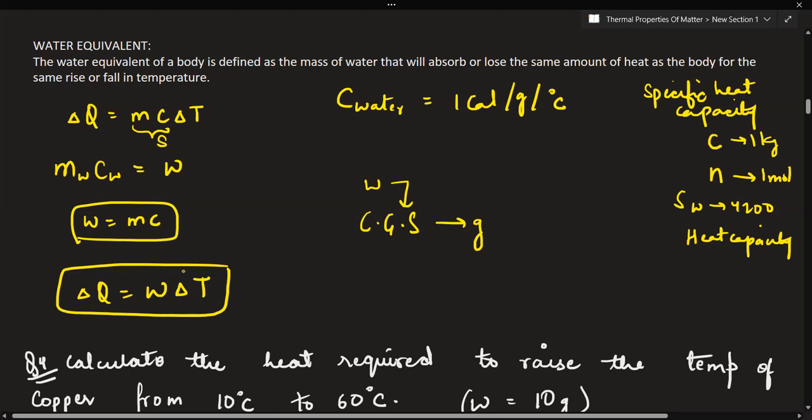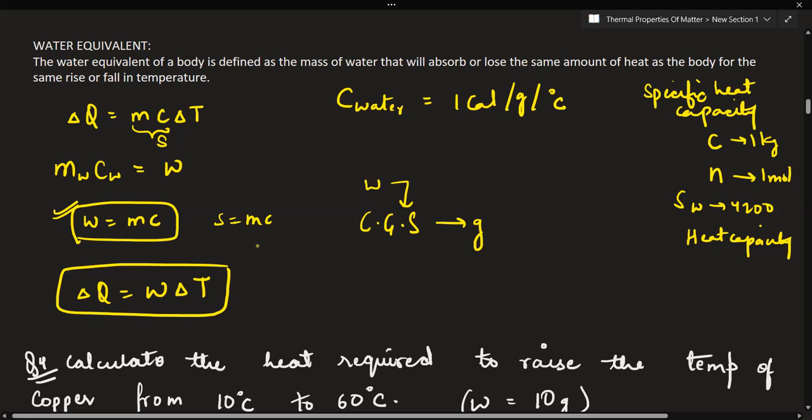So, water equivalent of a body is numerically equal to what? It is numerically equal to the mass of the body times its specific heat. So, we may conclude that water equivalent and heat capacity both are numerically equal. S was also equal to MC. Water equivalent is also equal to MC. So numerically, both of them are equal. But physically, this is specific for water, the mass of water that the body will absorb. This is for any general substance.